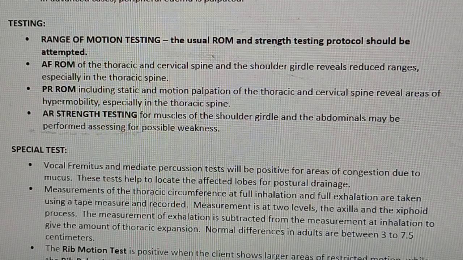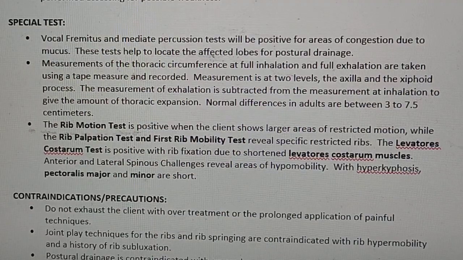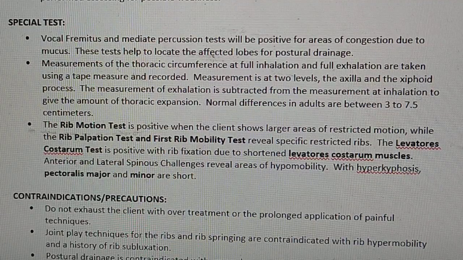Okay, active relaxed strength testing for muscles of the shoulder girdle, on the shoulder area by the upper back, and the abdominals in the abdomen area may be performed, assessing the possible weaknesses. Okay, so these are the tests you're gonna do. You have to do special tests as well.